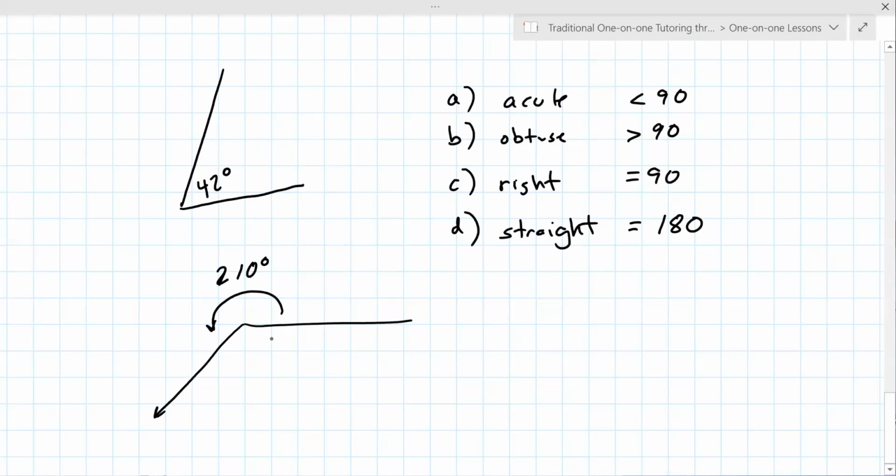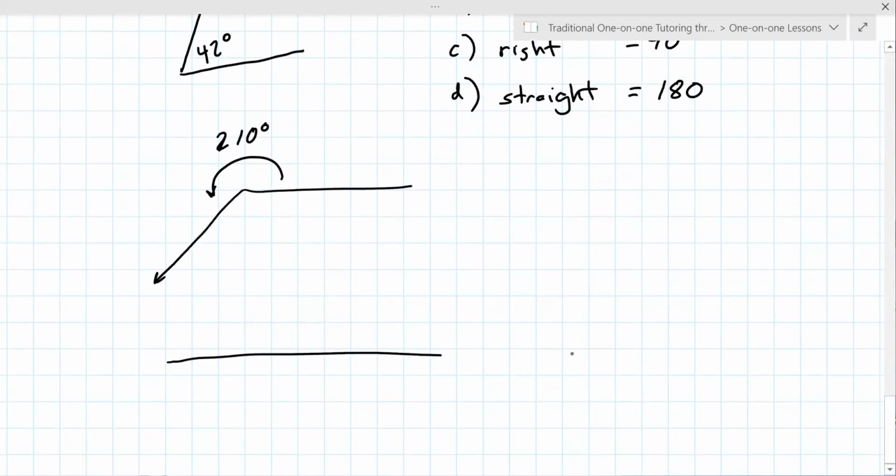Obtuse. But what if this angle right here is, oh boy, what do we want to give that? 170. Well, let me just back off that. So yeah, that's correct.